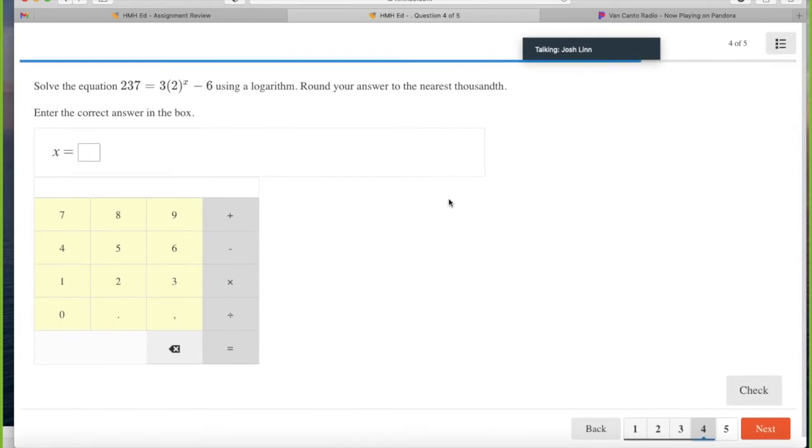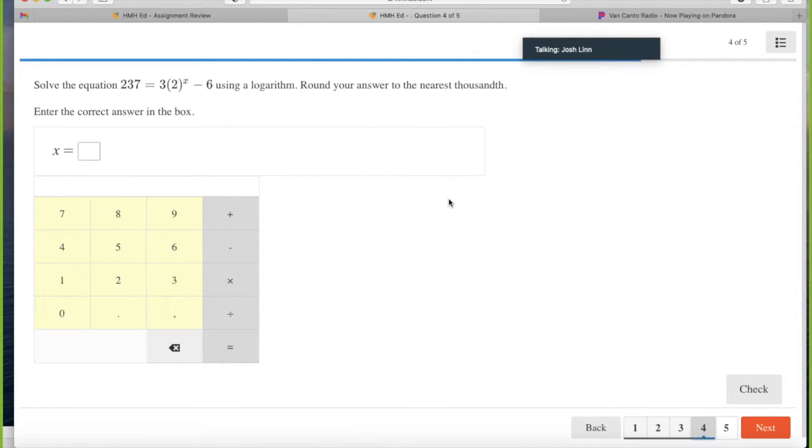Solve the equation using a logarithm. Round your answer to the nearest thousandth. Sweet. So it's going to be kind of like the second problem we did, maybe? All right, anyway, so we're going to do some algebra first. We're going to add 6 to both sides. So again, at this point, I'm trying to get the exponent by itself. So that's what I'm doing. So after we add 6 to both sides, we are going to divide both sides by 3.